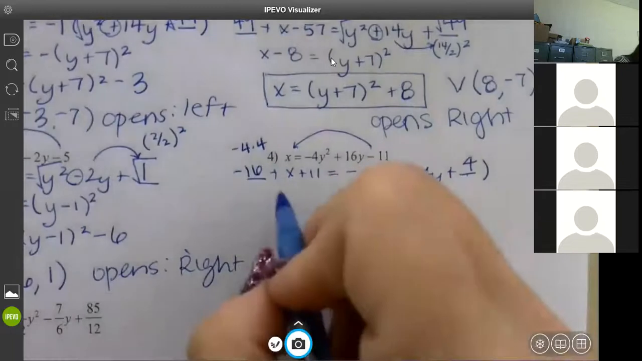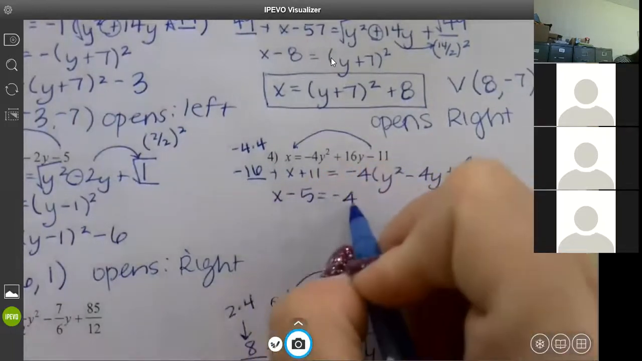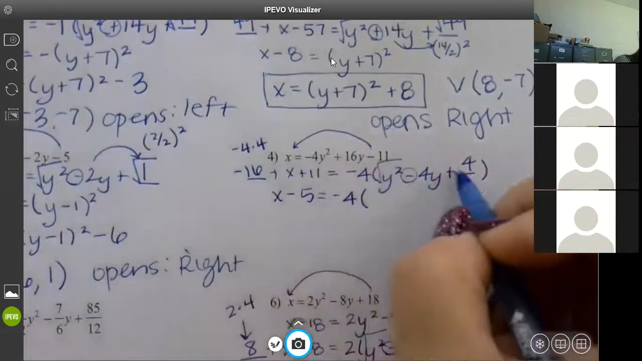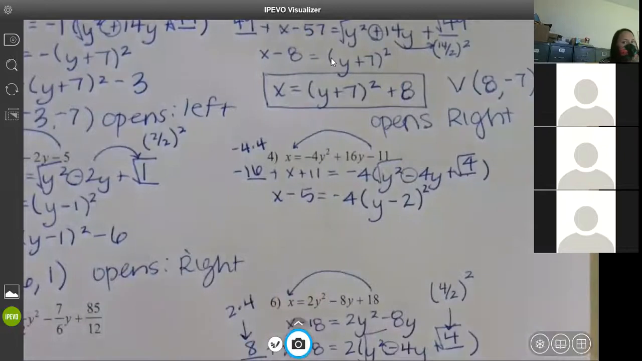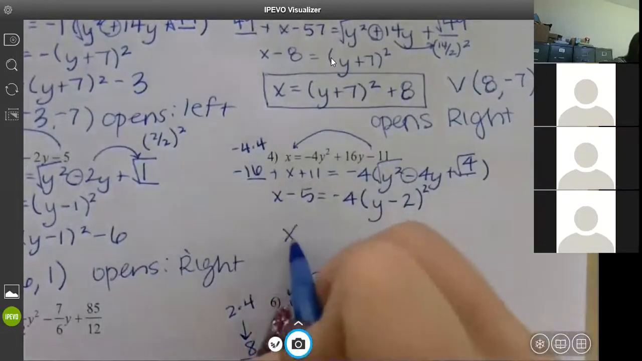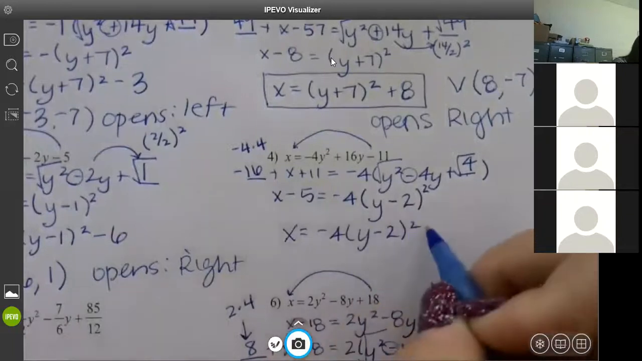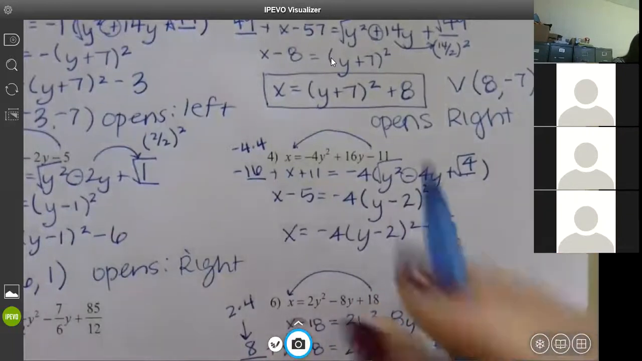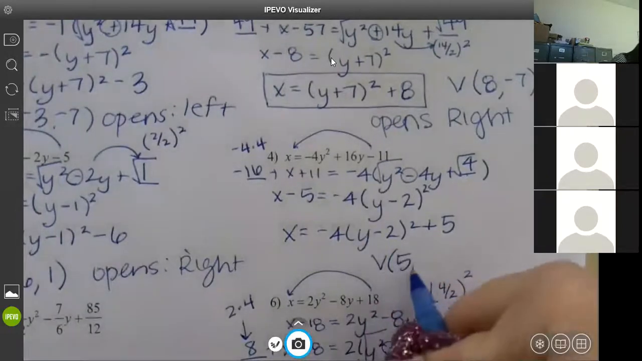-16 plus 11? -5. -5 equals -4 times y minus 2 squared. Last step, move that 5. x equals -4 times y minus 2 squared. Add the 5. What's your vertex? 5, 2.